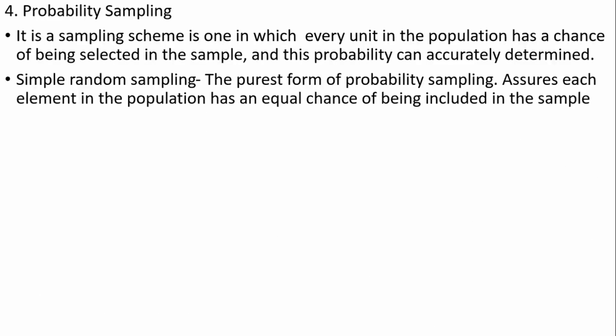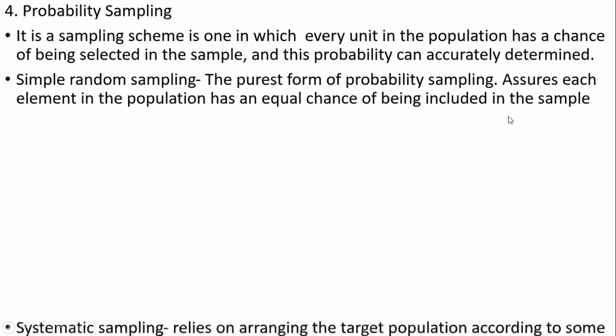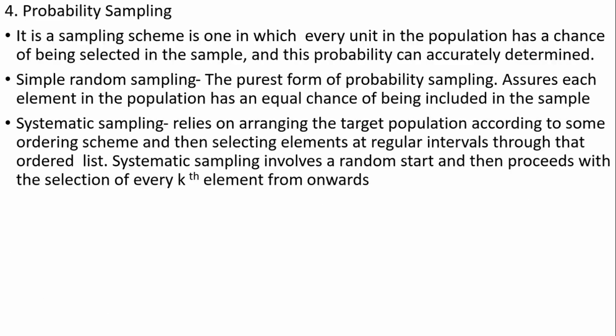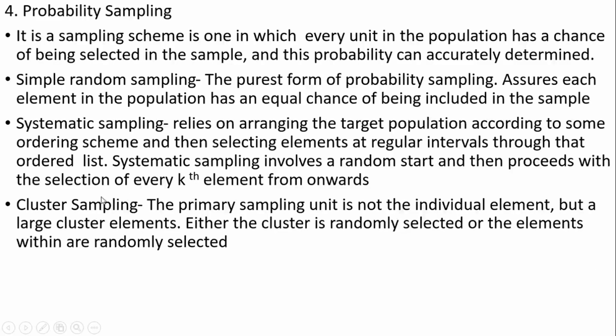The types include: the first one is simple random sampling. It's the purest form of probability sampling, and assures each element in the population has an equal chance of being included in the sample. Systematic sampling relies on arranging the target population according to some ordering scheme and then selecting the elements at regular intervals through that ordered list. Systematic sampling involves a random start and proceeds with the selection of every kth element onwards. The third type is cluster sampling.